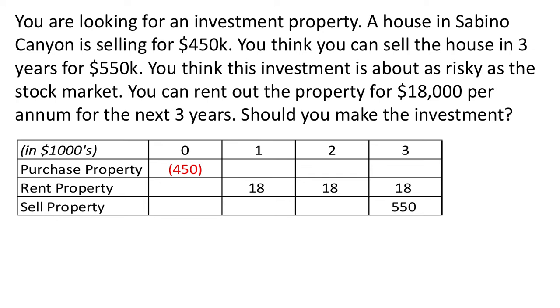All right, here's the table you should have created. 450 outflow right now, time 0, 550 inflow in time 3, and 18 inflow in each of years 1, 2, and 3. Of course, this is in thousands.